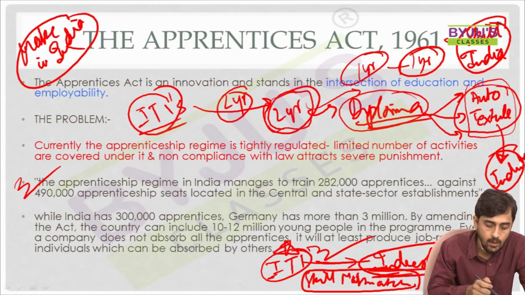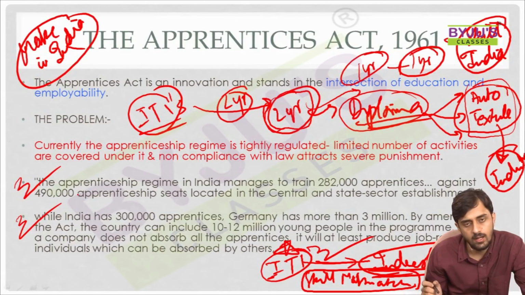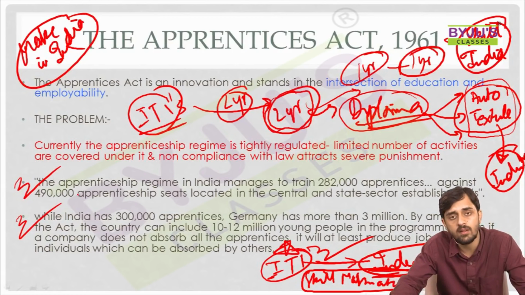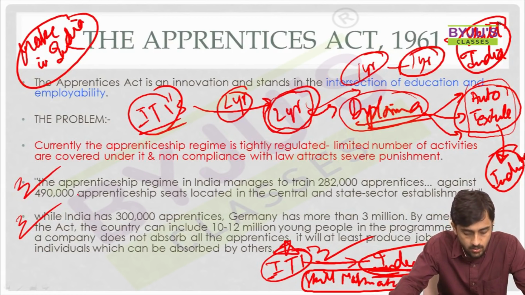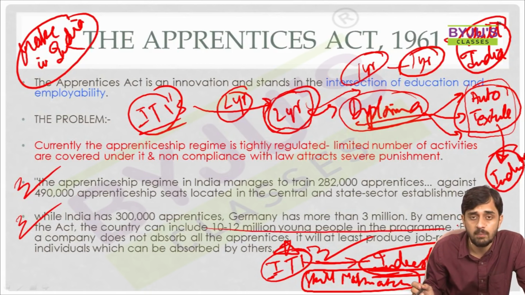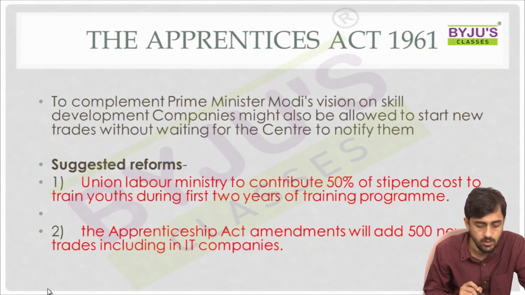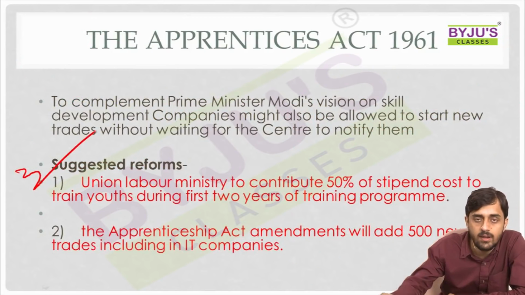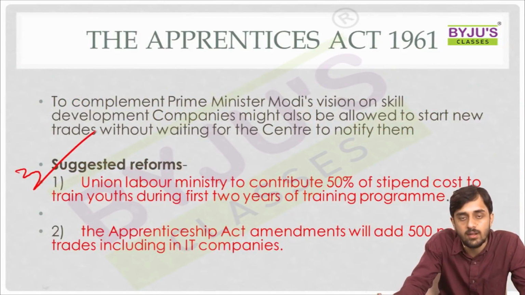So, what we need to understand here is that India has roughly just 3 lakh apprentices. Germany has 30 lakhs. So that's a big difference that we can cater to. And that is why the country needs to include at least 10 to 12 million young people in this program in the future. So that is why the suggested reforms today focus on how we incentivize the industries to collaborate with the industrial training institutes.